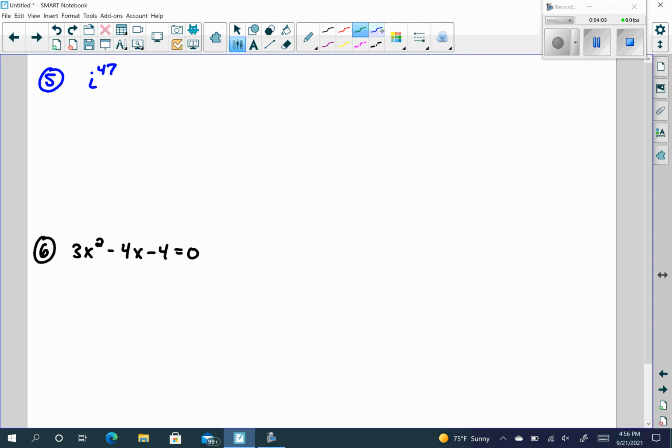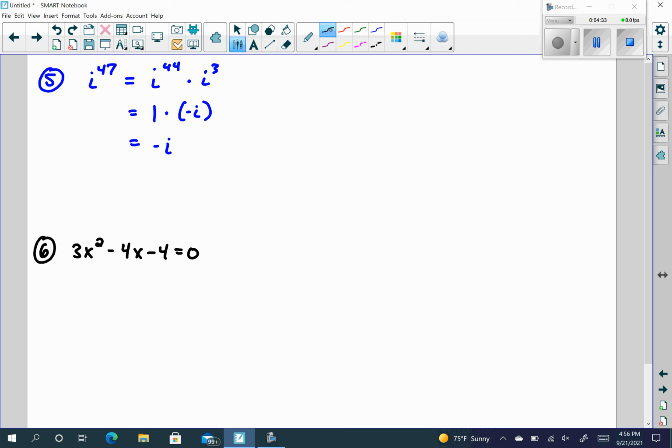All right, 5, we're simplifying the power of i. So i to the 44th. We're using the properties of exponents here. So 44 is the closest number to 47 that 4 goes into, and then I would have i cubed left over. So since 4 goes into 44, this whole i to the 44th just becomes a 1. And then i cubed is a -i. So 1 times -i is just -i.